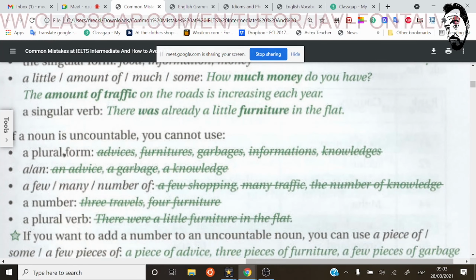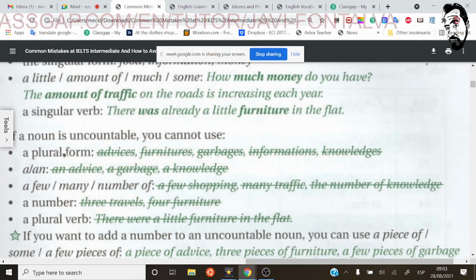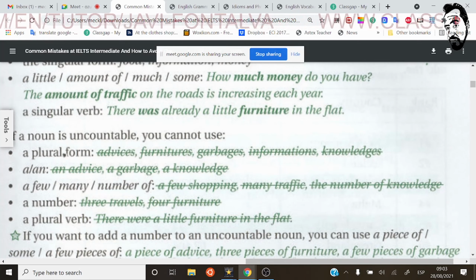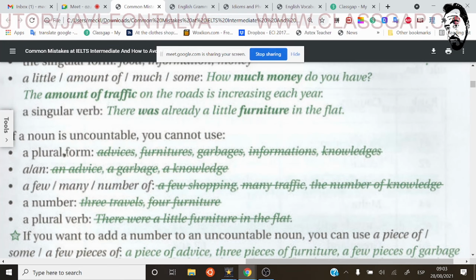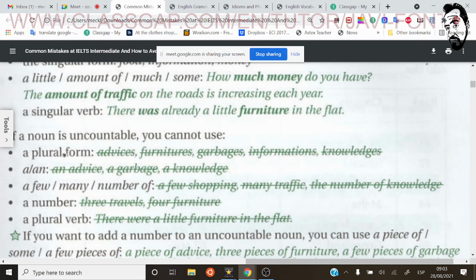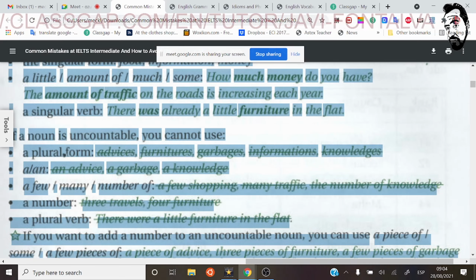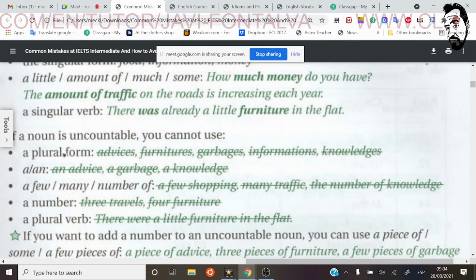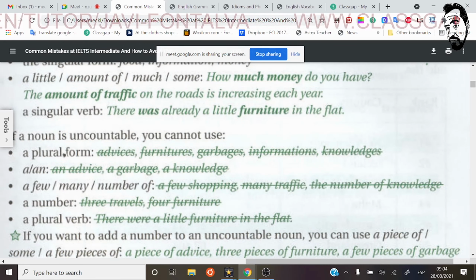So notice, you cannot say advices, you cannot say furnitures, you cannot say informations or garbages. Also, you cannot say an advice, a garbage, an information, a knowledge. Not possible. And also not possible, a few, many. For example, you cannot say I have many money. Not possible. Or you cannot say I have few money or how much money.